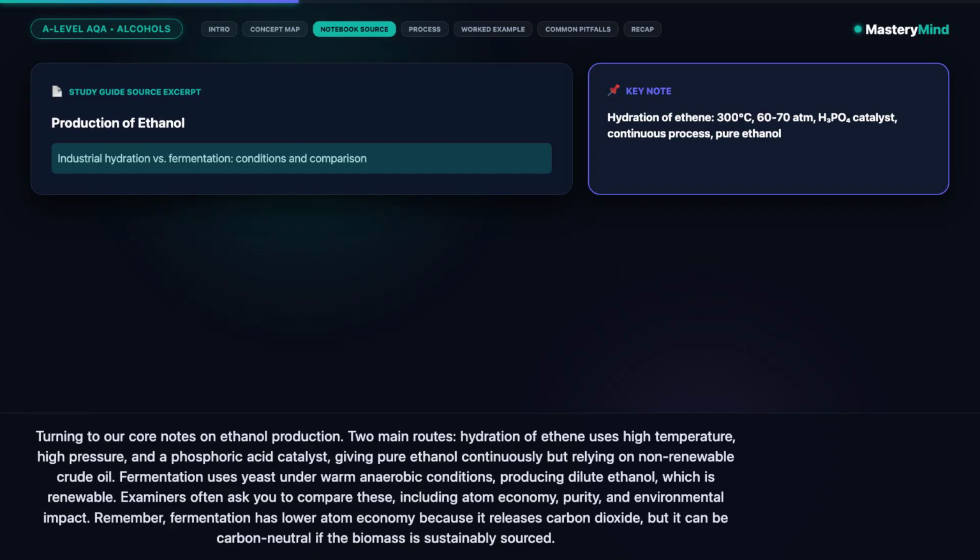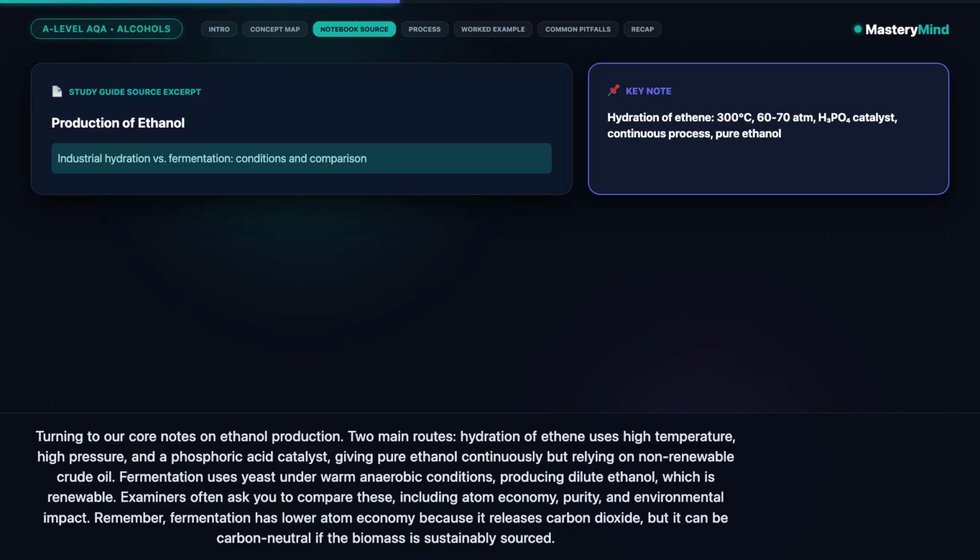Fermentation uses yeast under warm anaerobic conditions, producing dilute ethanol, which is renewable. Examiners often ask you to compare these, including atom economy, purity, and environmental impact. Remember, fermentation has lower atom economy because it releases carbon dioxide, but it can be carbon neutral if the biomass is sustainably sourced.